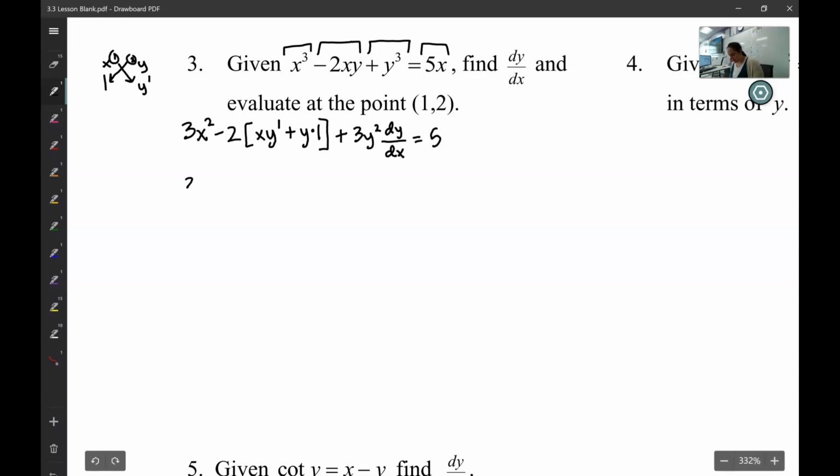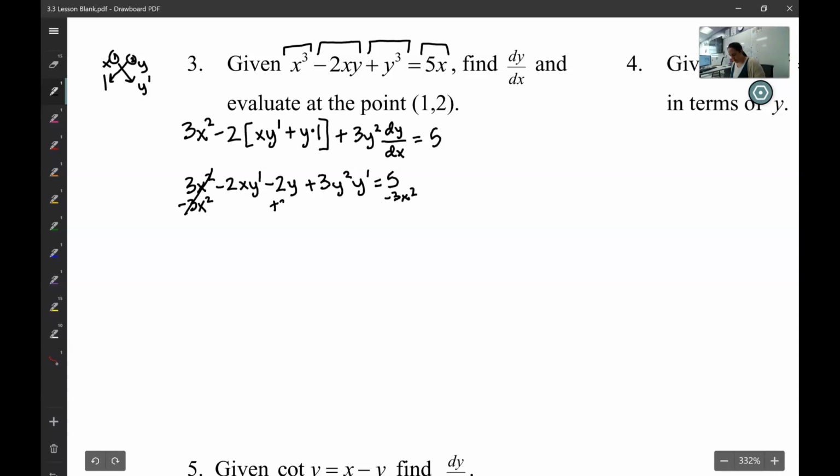Now let's start to simplify. So I have 3x squared minus 2xy' minus 2y. I distributed that negative 2 in, plus 3y squared y' equals 5. Now I need to solve for y prime or dy/dx. Best way to do that, anything that doesn't have a y prime, I'm going to take to one side.